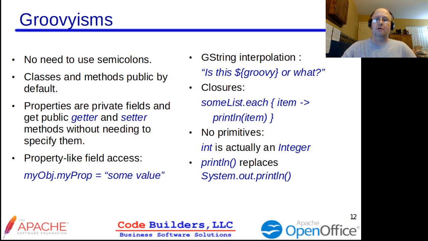Closures are reusable code blocks. This example here is an inline example, but you could define the closure object and then reuse it also. There are no primitives, so a Java int here is actually the Integer wrapper, and it just takes care of that automatically. Then println is short for the System.out.println that you would see in Java.